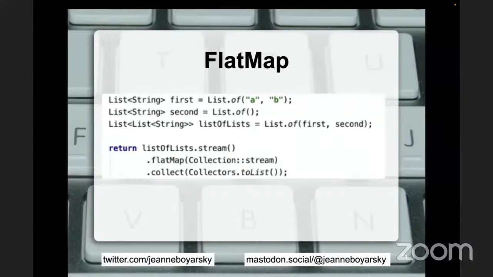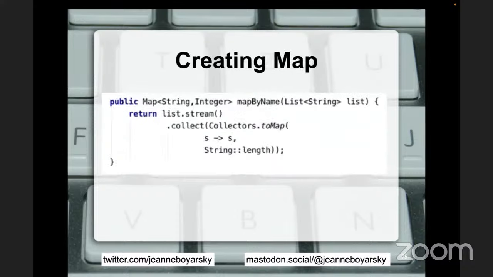Flat map turns a list of streams into a single one. It's like flatten in Groovy, except less clear. Creating a map, you pass to map your key function and your value function, and it turns it into a map. And there's a third optional parameter where you say what happens if there's a conflict. If you know there's not going to be a conflict, this is fine.